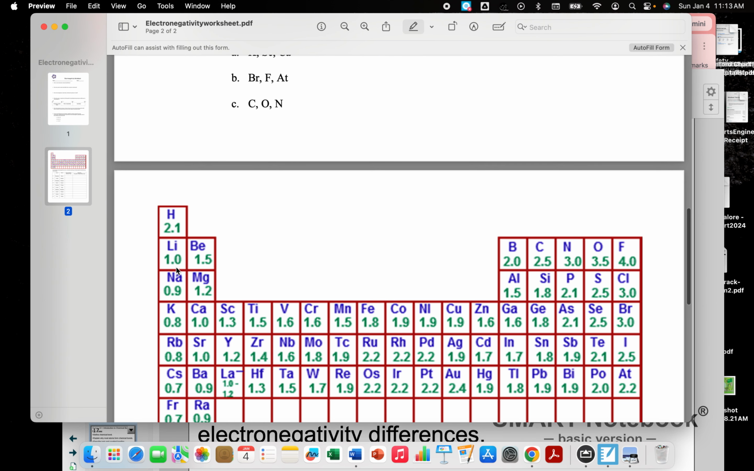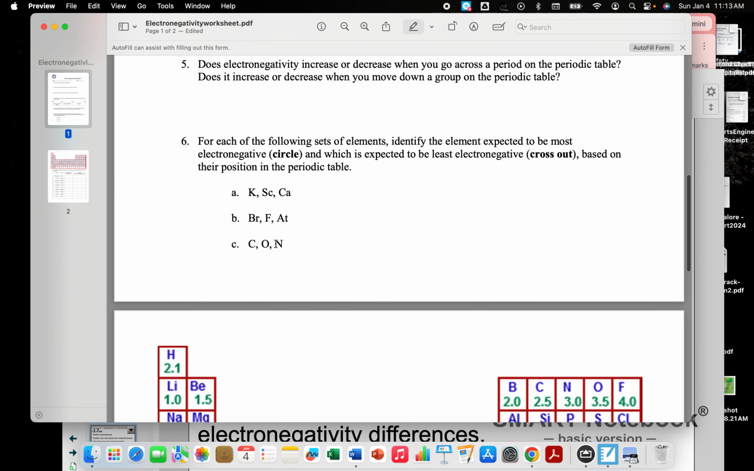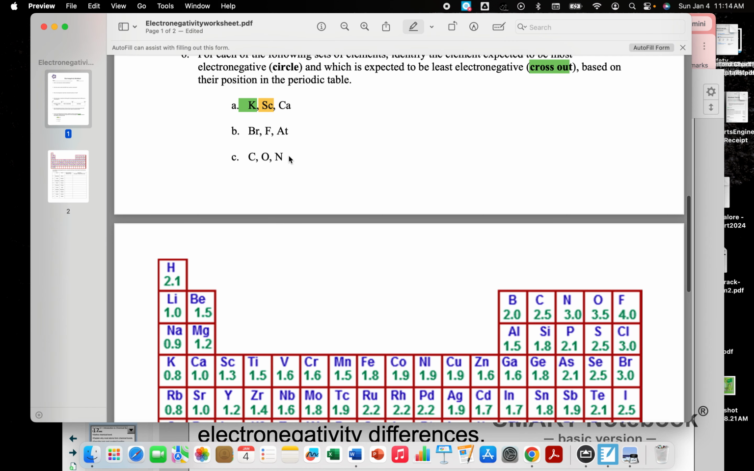All right, so which one of these? Potassium, scandium, and calcium. Which one has the higher electronegativity? That would be SC. Oh, I can highlight. Okay. And then which one's the least electronegative? I'm going to put in green. So least electronegative would be potassium. And that's it. So you do the same thing for B and C.